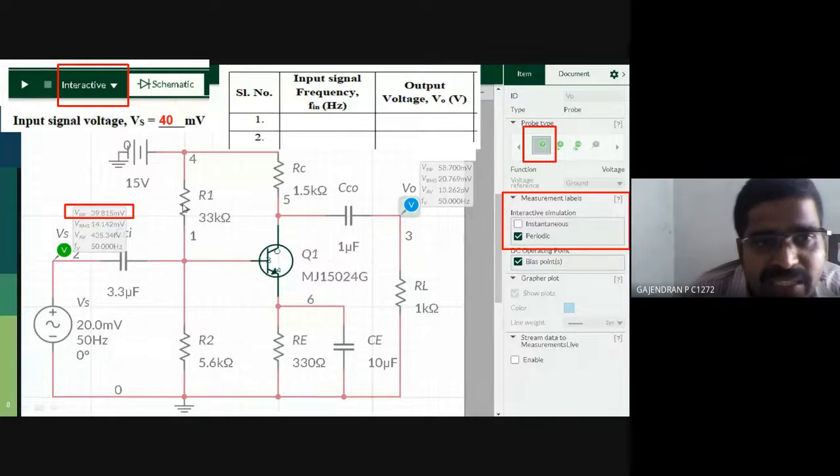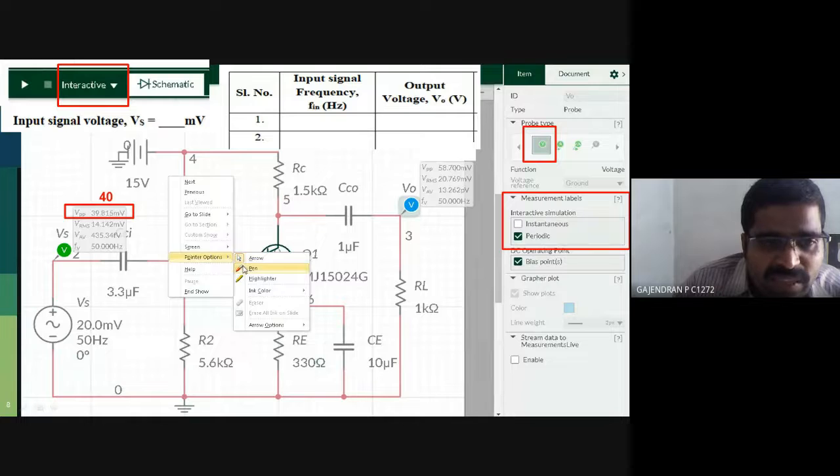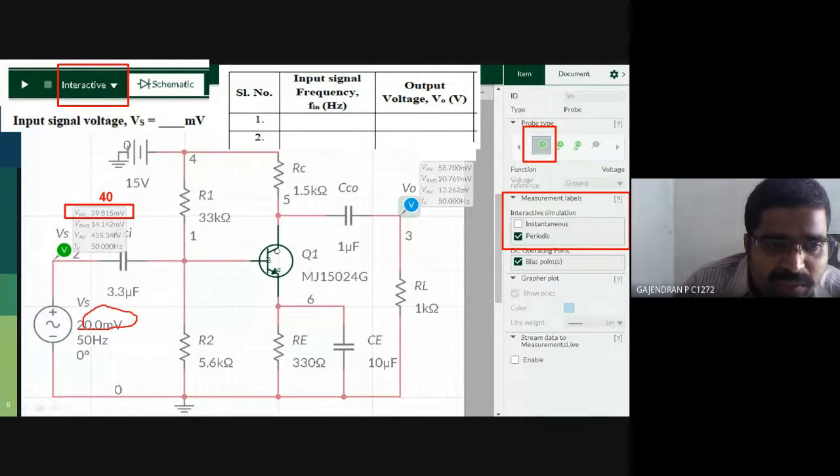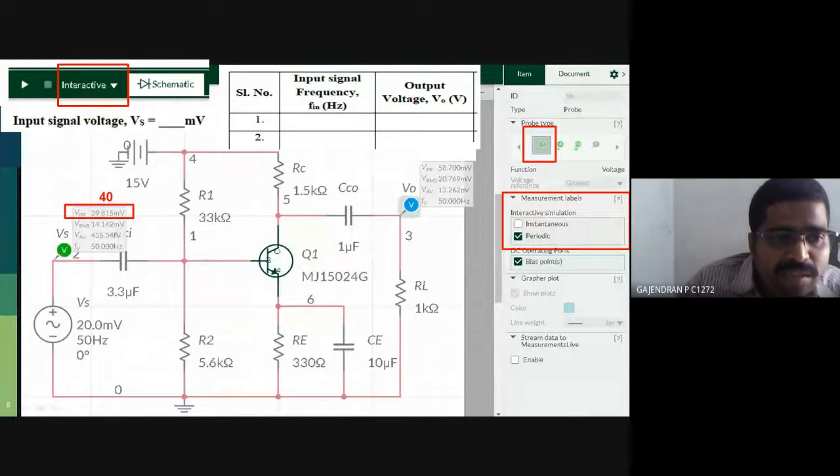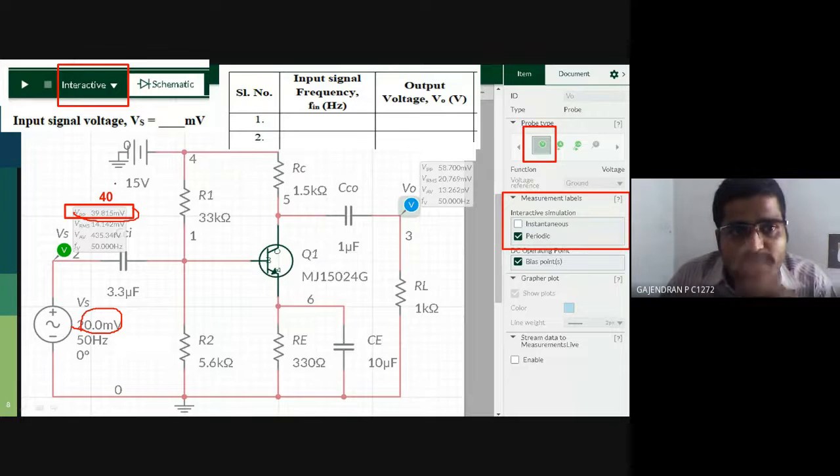Peak to peak, write it. Okay, we are not going to write this 20 millivolt. Previously I said it is 20 millivolt, but sorry for that. We are going to take only the peak to peak value. Please observe, this is my input peak to peak. Why is it 40? Here I am keeping only 20 volt. Can anyone tell me why it is 40?